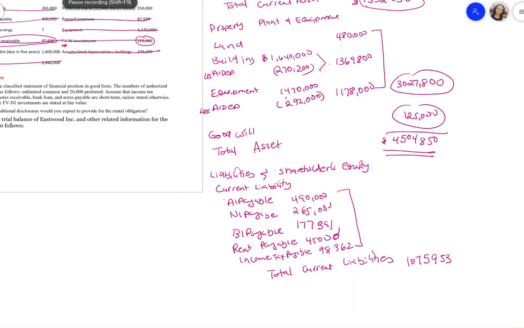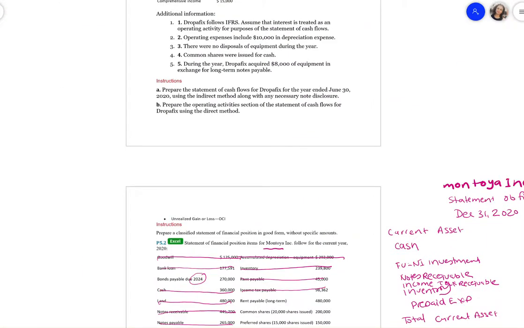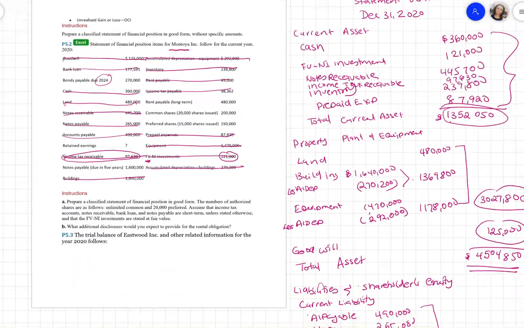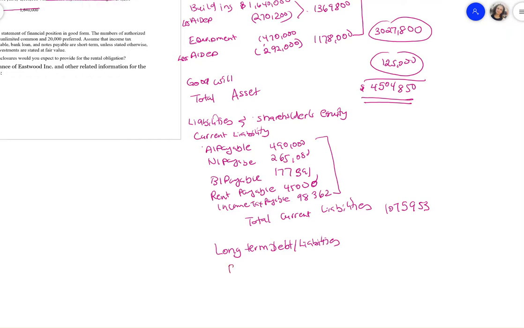Going forward, the next one is your long-term liabilities, long-term debt or long-term liabilities, same thing. The first one we had was the bond payable, due 2024, which is 217,000. Let's deal with that first, and then we'll deal with notes payable of 1.6 million. So bond payable of 270,000.